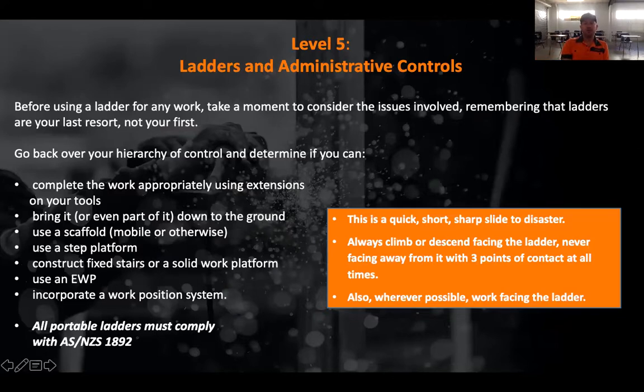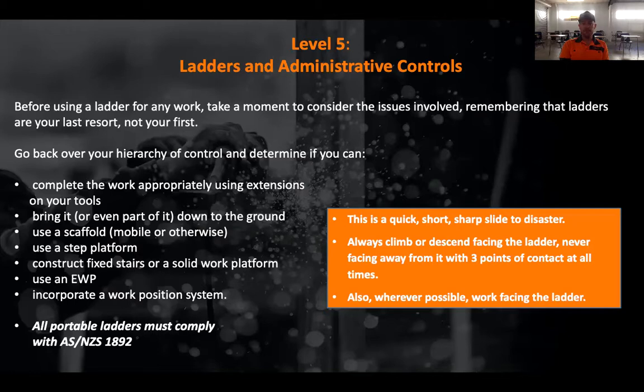The final level in the hierarchy of falls prevention is level 5, ladders and administrative controls. We're at the lowest form of control at the moment. So ladders are generally considered one of the most dangerous ways to work at height. Most step ladders are banned from commercial sites. You'll be required to use a platform ladder or use a ladder purely for access.